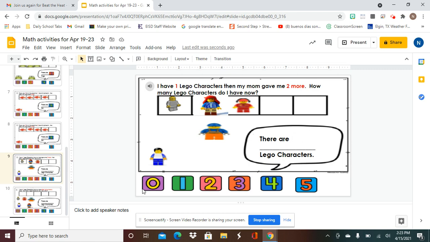So let's look for number 3. That's 0, that's 1, that's 2, and that's 3. 3 is going to go up here. So there are 3 Lego characters.